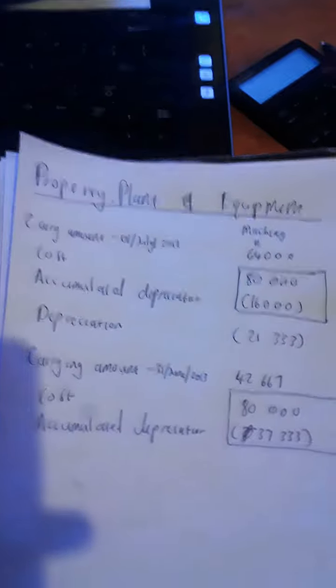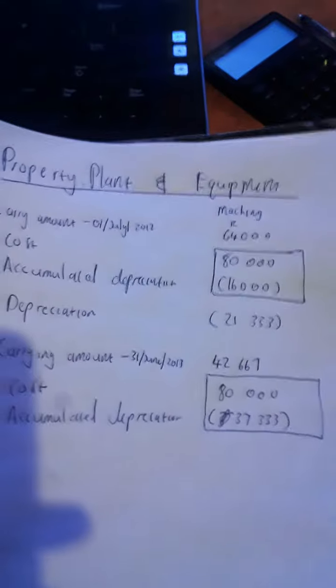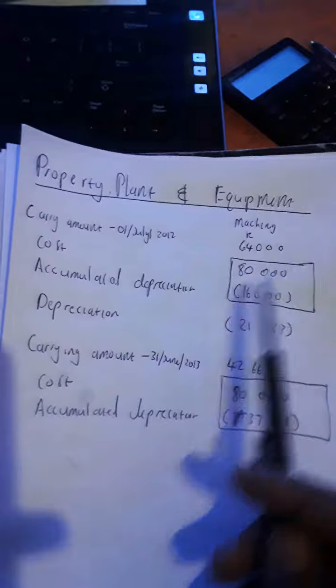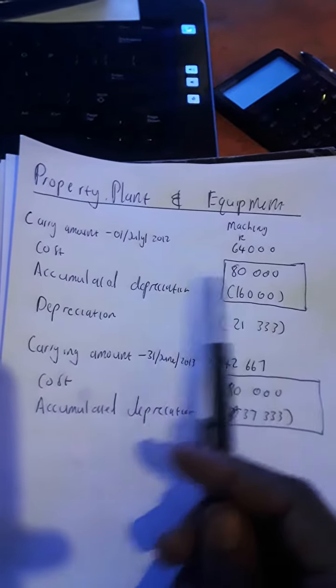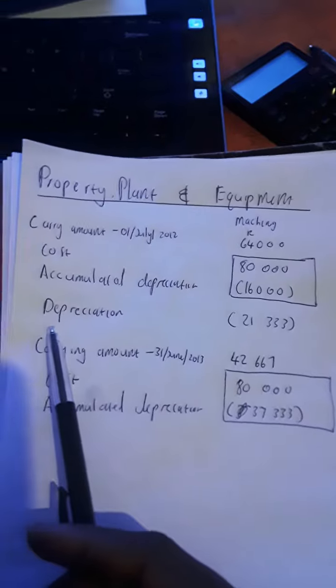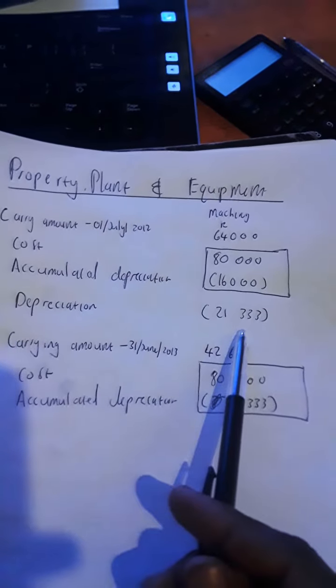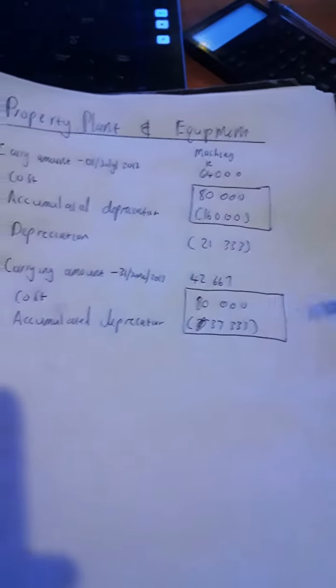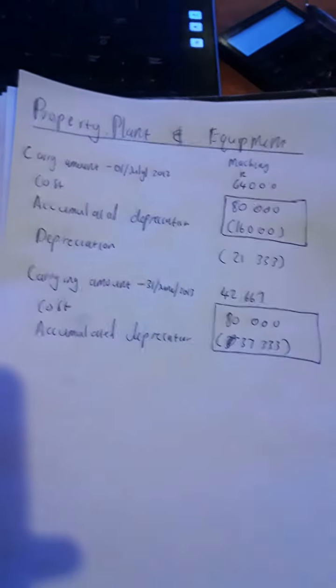This is how it would look on a PPE note, right? The carrying amount, as we calculated, would be 64,000 at a cost of 80,000. The accumulated depreciation before the re-estimation, the depreciation during the year, the one that we calculated, and this would be our carrying amount. So this is how you would make that look on your PPE note.